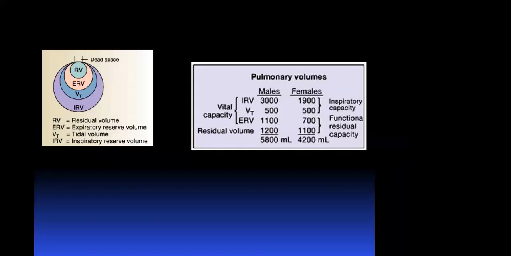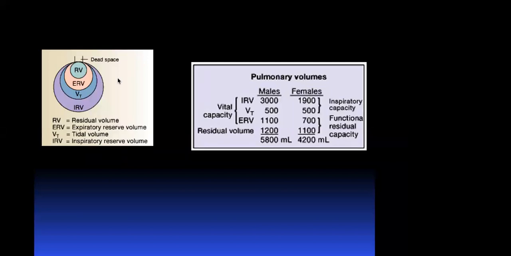This is another way of understanding these volumes. You can see dead space, and then the residual volume, expiratory reserve volume, tidal volume, and inspiratory reserve volume. Some people find it easier to understand, but I think that diagram explains everything.